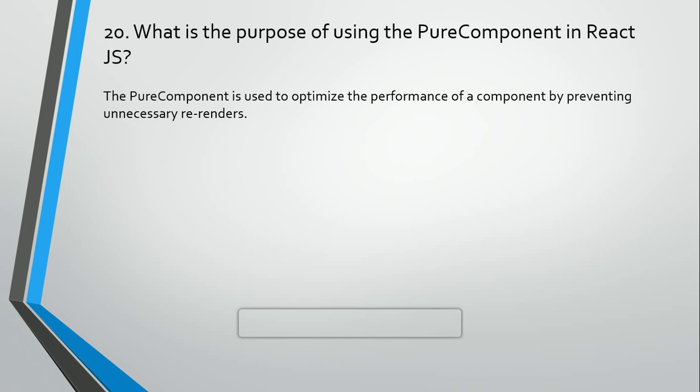But simply we can say that a pure component is a component which we use for our purpose, and there is no connection of state. I mean, a pure component is a type of function, we can say a stateless component, a component which has no state.